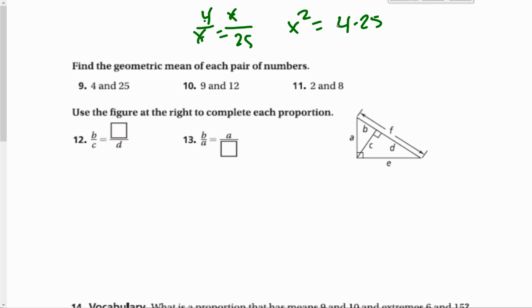Okay. And then to get rid of the square, you square root. So when I square root 100, I already know that answer. That is 10, right? So that means that x equals 10, which is the geometric mean. So that would be 10.